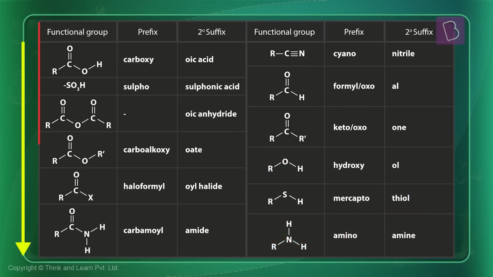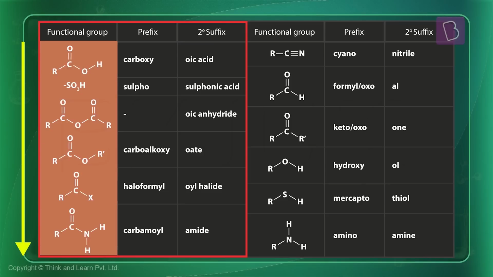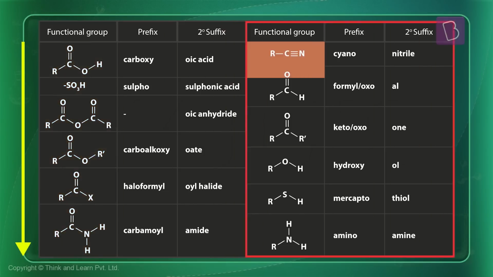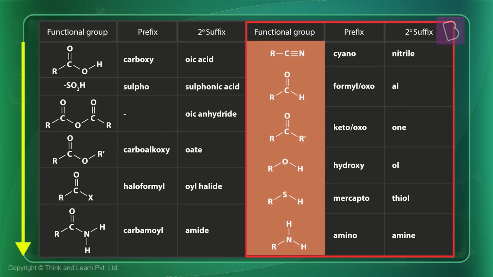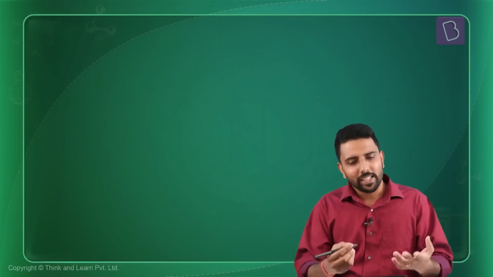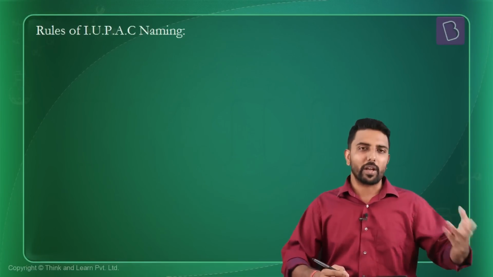So as we go down this table, the functional groups at the top take the lowest number or the highest priority. And as we move down this table, the ones at the bottom tend to have lesser priority, relatively speaking. Next up, let us quickly get to the rules of naming an organic compound.